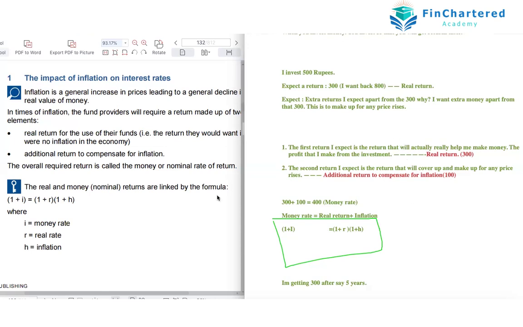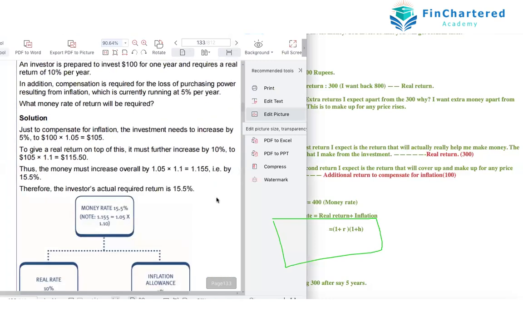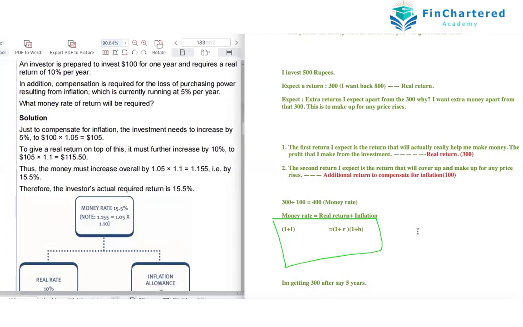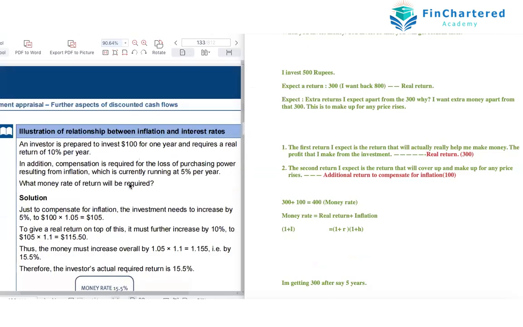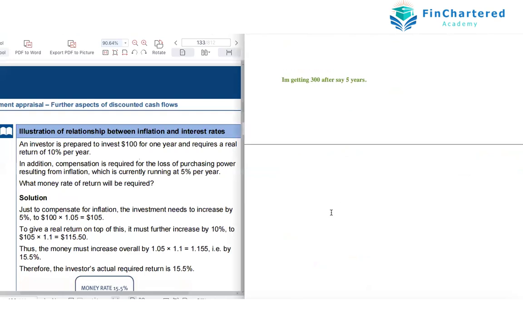Yes. So with that, we introduce this chapter with a bang. What do I mean by with a bang? Let's look at an example. Let's look at this illustration. An investor is prepared to invest 100 for 1 year and requires a real rate of return of 10%. In addition to that, he is also expecting a return of 5% because of inflation. So, what do I do?